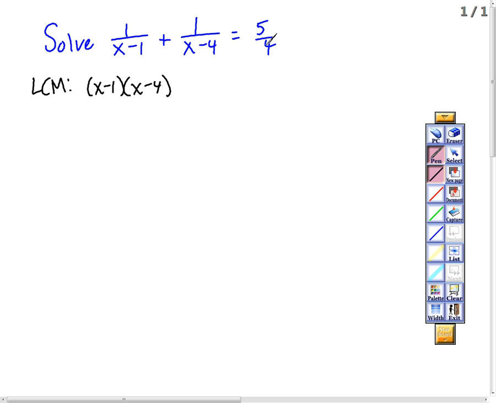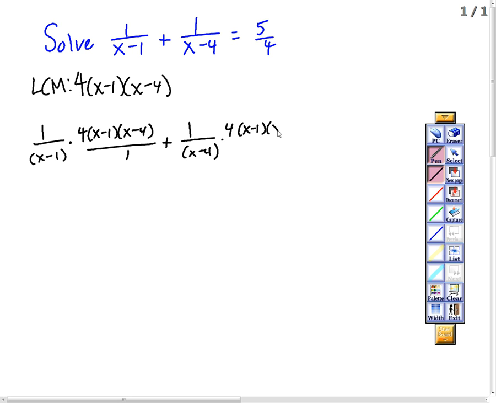Look at the third denominator, I need to include a 4. I'm going to stick that one in front. Now I'm going to take this LCM and multiply by every single piece here. So I have 1 over x minus 1. I'm going to multiply that by 4 times x minus 1 times x minus 4 all over 1, plus 1 over x minus 4 times 4 times x minus 1 times x minus 4 all over 1, equals 5 over 4 times x minus 1 times x minus 4 all over 1.